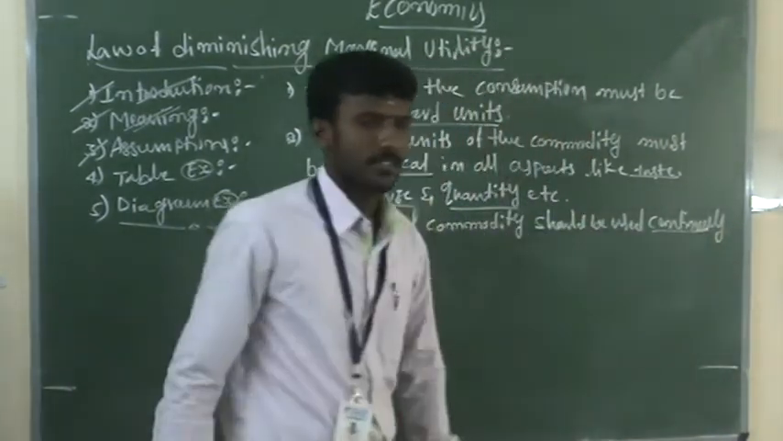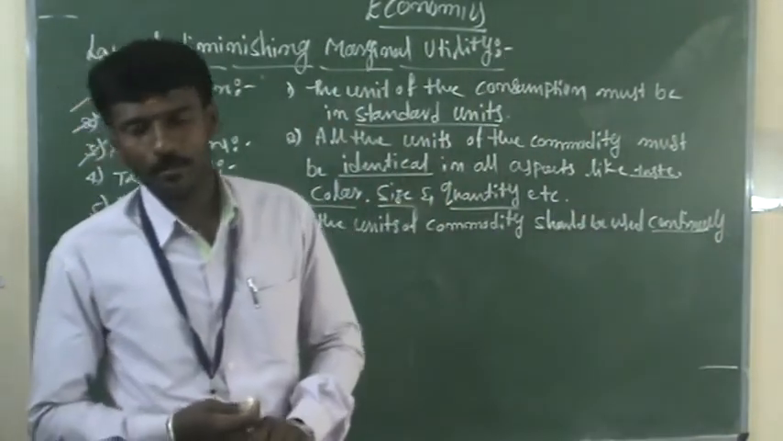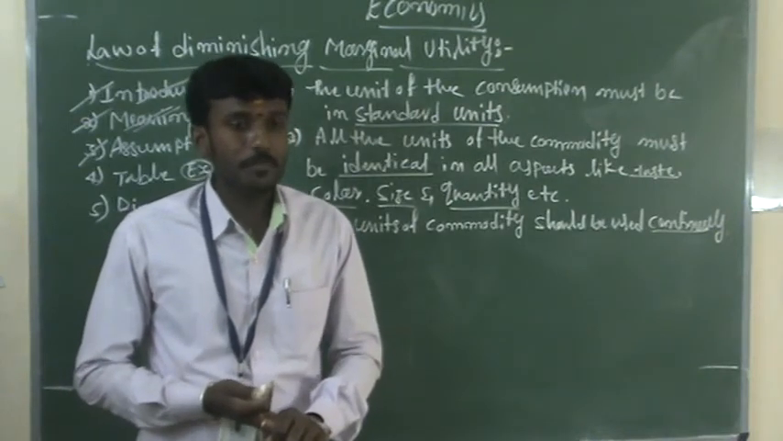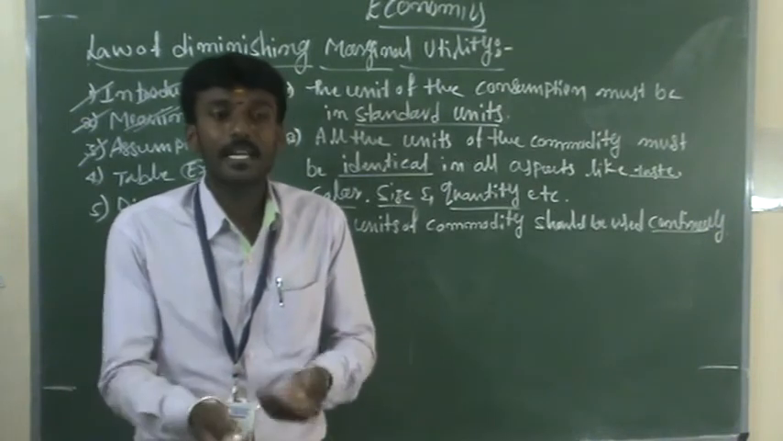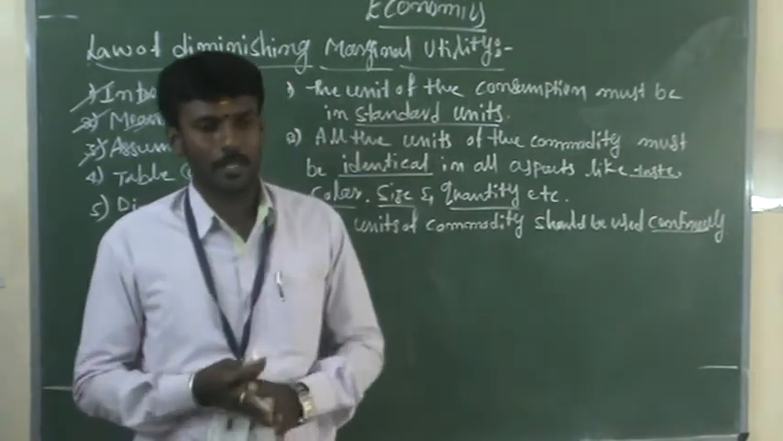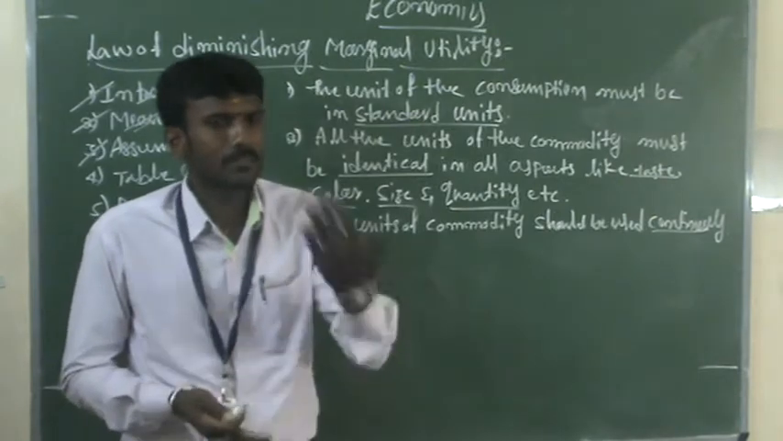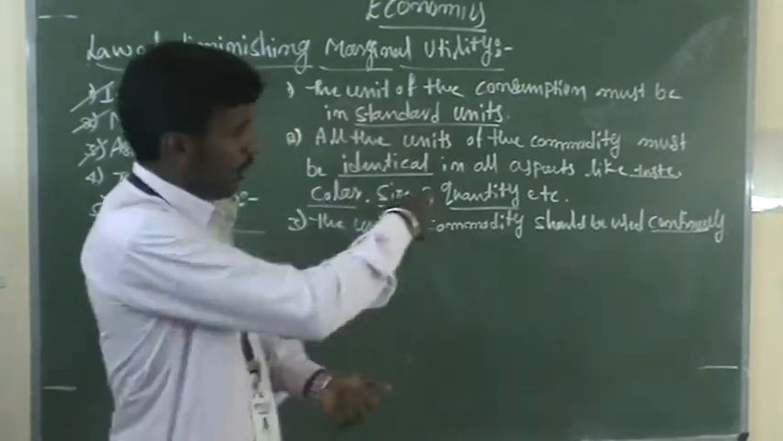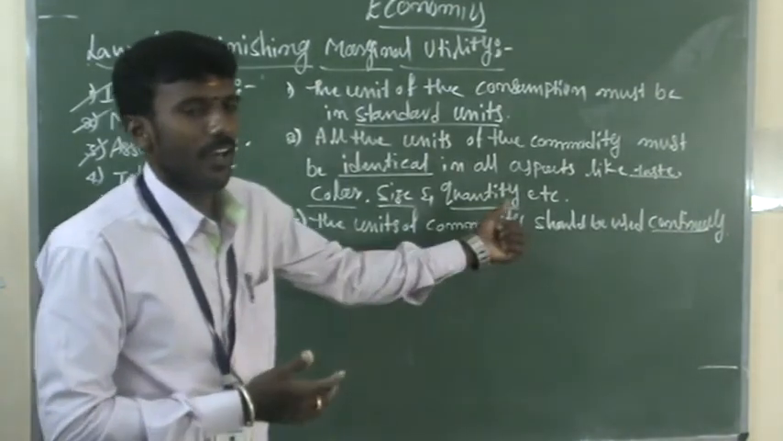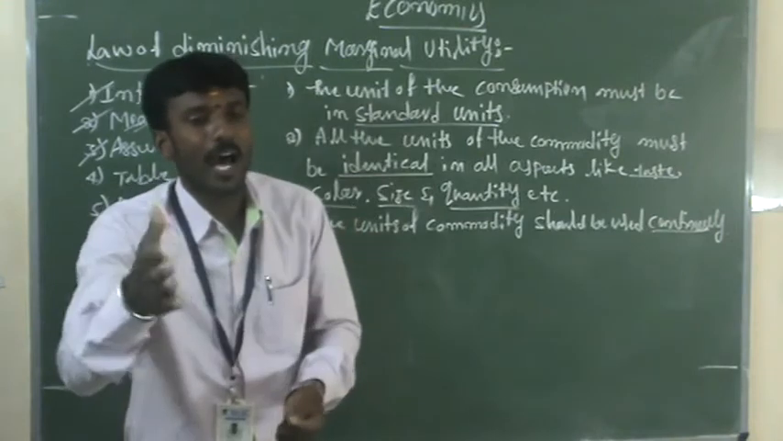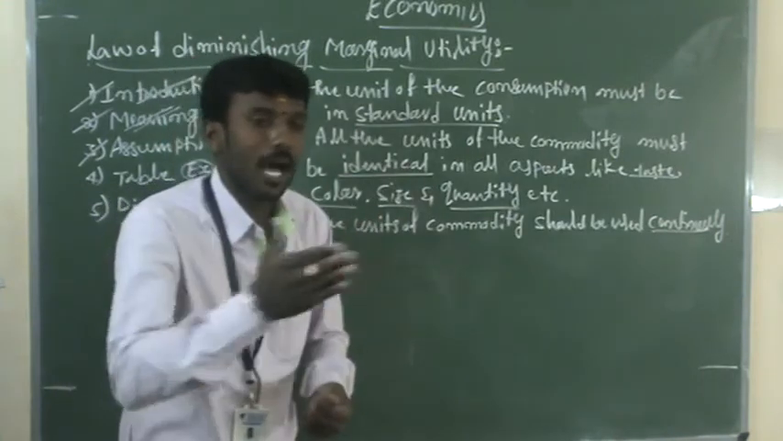See, while we are discussing the meaning, at the same time we are telling here that the commodities must be consumed continuously. It means without any time gap. See, one apple, second apple, third apple, fourth unit, fifth unit, like that continuously they are going to consume the commodities. Here we are not giving a time gap from one commodity to another, one good to another good.